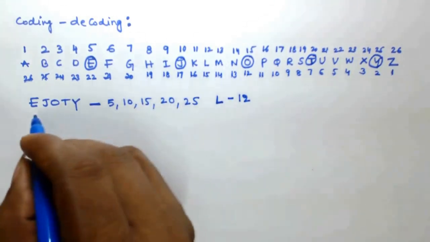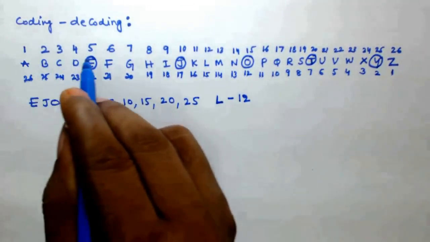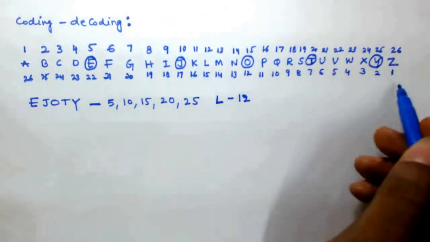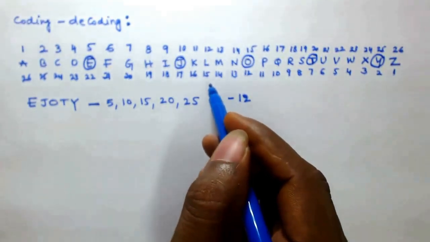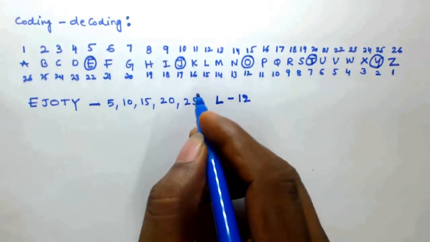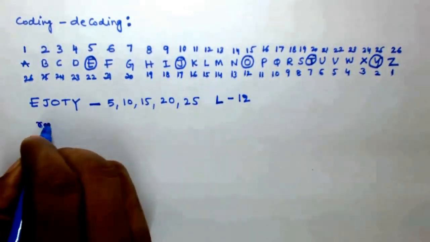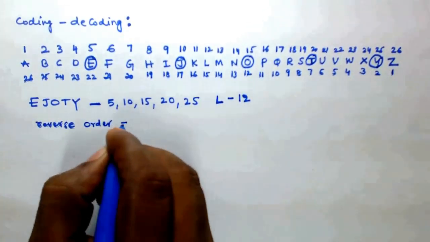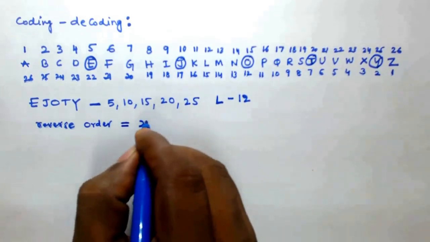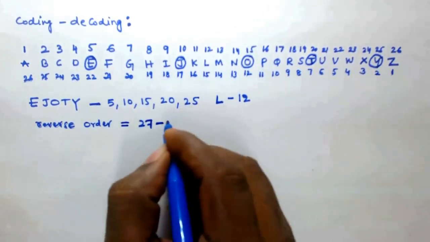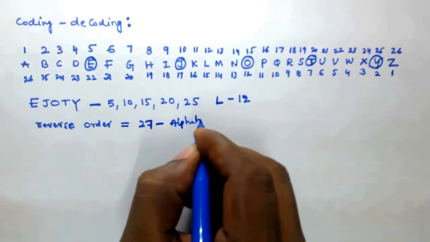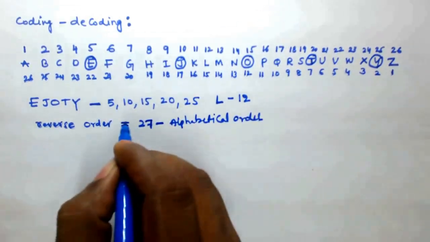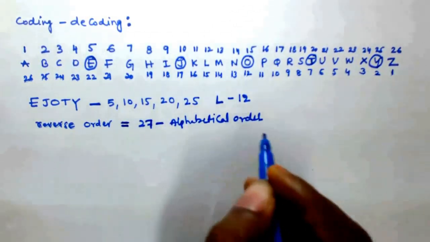So in this way, by using the EJOTY rule, we can remember the alphabetical order of A to Z. Now how can we remember the reverse alphabetical order? How will we get the reverse order number? Reverse order is equal to 27 minus alphabetical order. So the reverse order number is obtained by 27 minus alphabetical order.